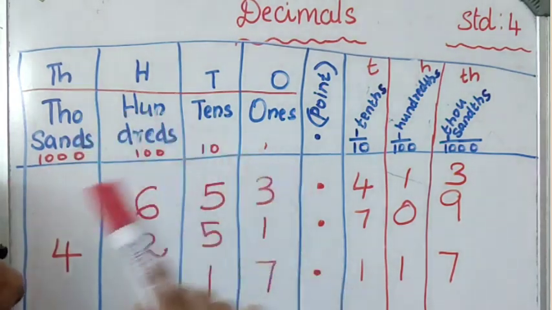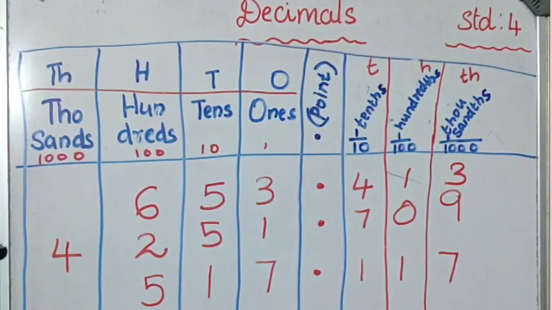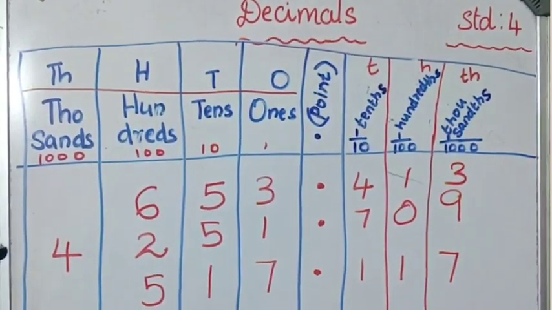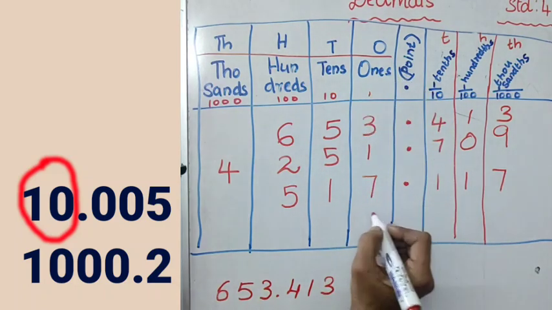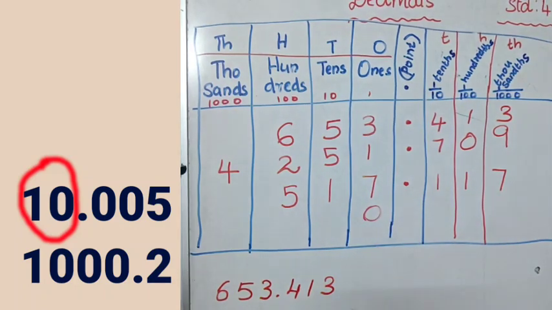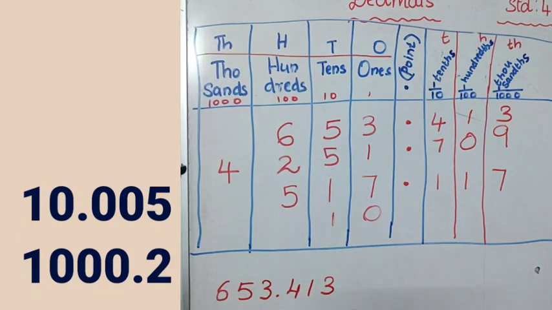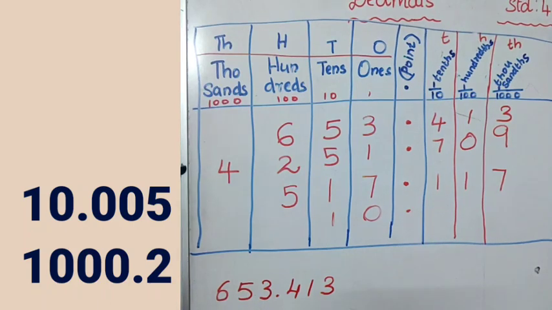This is the structure of the place value chart of the decimal numbers. How will you represent this number, 10.005? How will you represent 10? This is the whole number part. So 0 comes in the ones place, then this 1 in the tens place, 10. So we read this as 10.005. So here comes tens, point, 005.